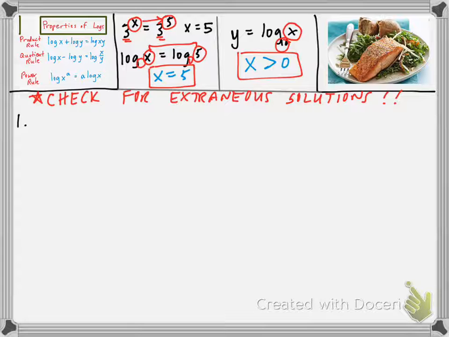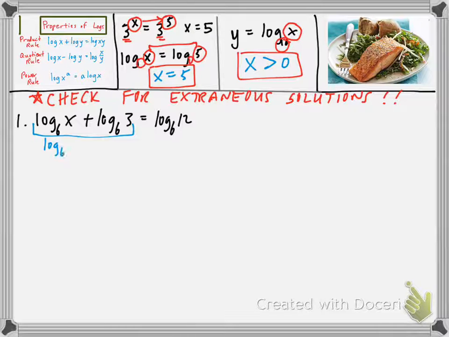So problem number 1, the log base 6 of x plus the log base 6 of 3 is equal to the log base 6 of 12. All right, so when we're solving this equation, we should notice here that all the terms have a log in them. So therefore, we can just combine the two logs on the left-hand side into one. So we have the log base 6 of x times 3. Now we could write it as that, x times 3, or we could write it as 3x. And that's equal to the right side. Don't have to change anything on the right. Log base 6 of 12.